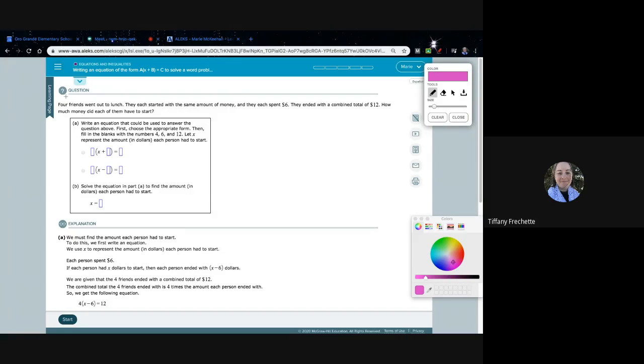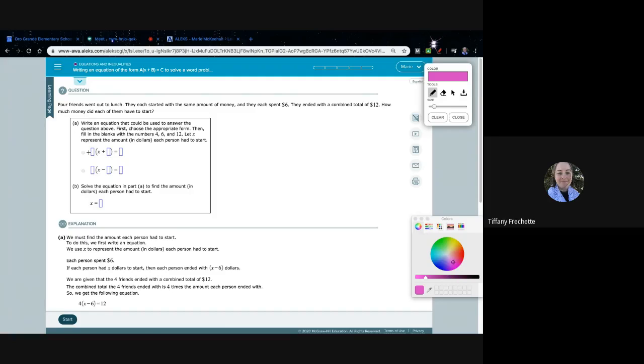So the story they're giving us is 4 friends went out to lunch. They each started with the same amount of money, and they spent $6. They ended with a combined total of $12. How much did each of them have to start? So we don't know how much they started with, but we do know they each spent $6, and that there were 4 of them. We also know that they have a combined total of $12. So altogether, all 4 friends have $12 left. And they want to know, what did they start with?